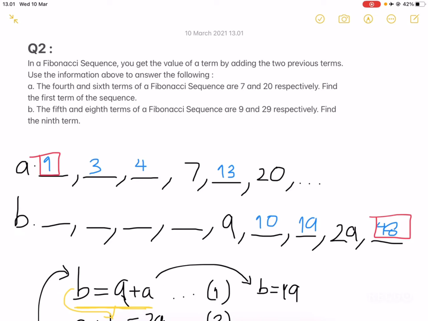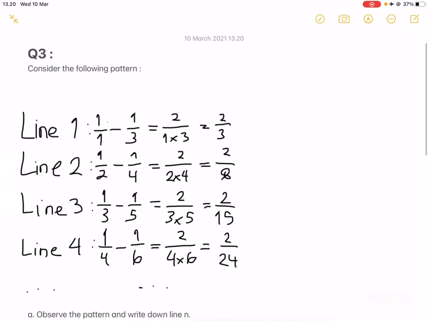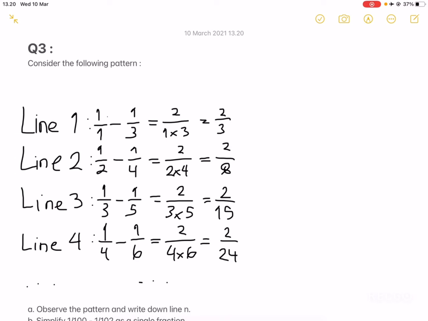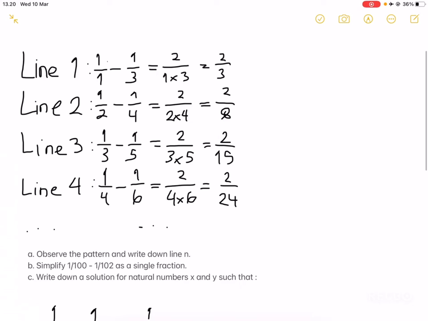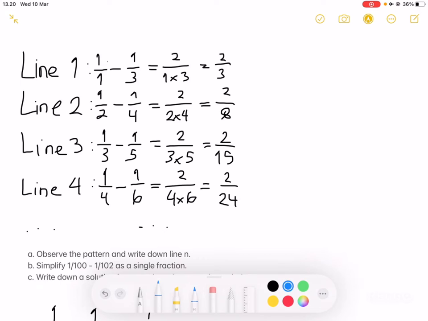Alright, so let's jump into the third one. For question 3, this is the last one and it's pretty tricky. So consider the following pattern. As you can see, just observe it by yourself. And then we need to write down line n. So perhaps we can just find some correspondence in numbers with the term order. So we know that this one corresponds to this one, and this 2 corresponds to this 2, and so on.